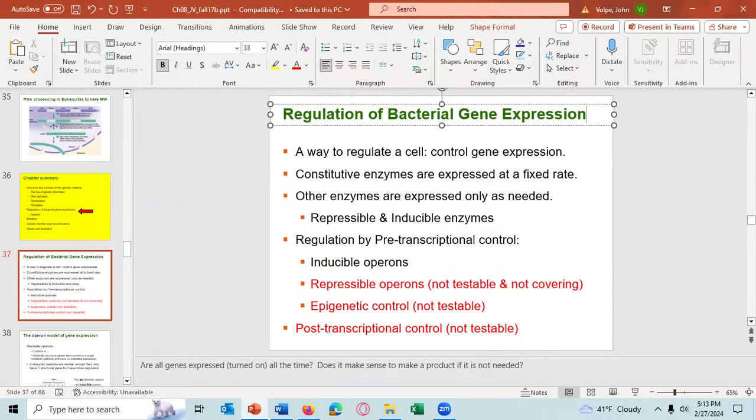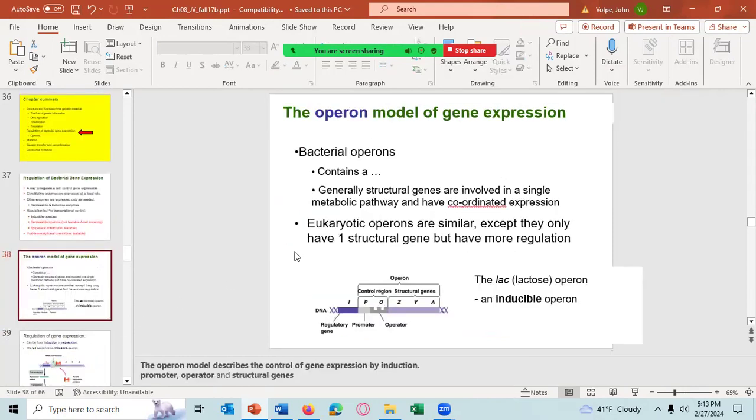So cells want to regulate their contents, and one way to regulate their contents is to regulate the control of gene expression, meaning turn the gene off if you're not going to need it and turn it on if you are going to need it. We're only going to be talking about inducible operons. An operon is a model of gene expression. Bacterial operons do contain the gene of interest.